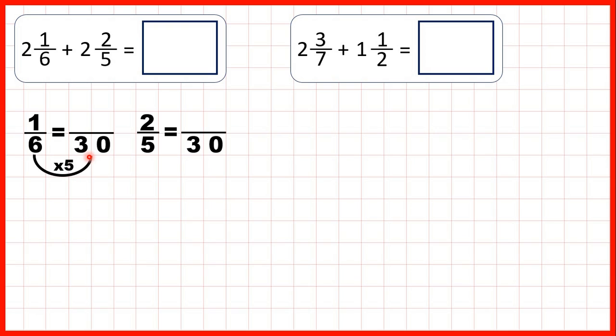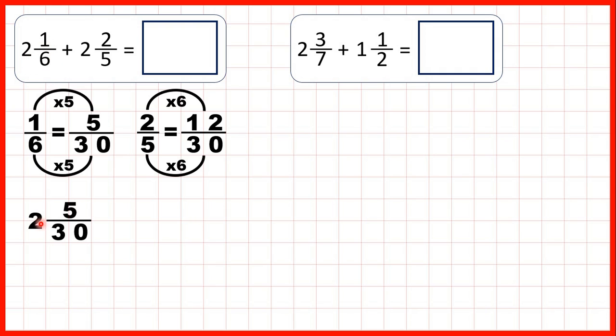6 times 5 is 30, 1 times 5 is 5, 5 times 6 is 30, and 2 times 6 is 12. So we can rewrite our question. Instead of 2 and 1/6, we can write 2 and 5/30, because that's equivalent to 1/6. And instead of adding 2 and 2/5, we can add 2 and 12/30, because that's equivalent to 2/5.